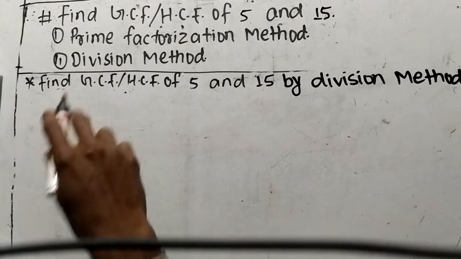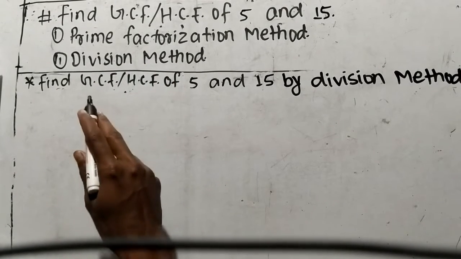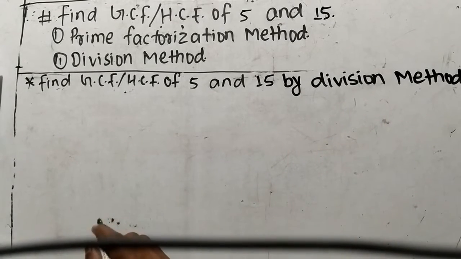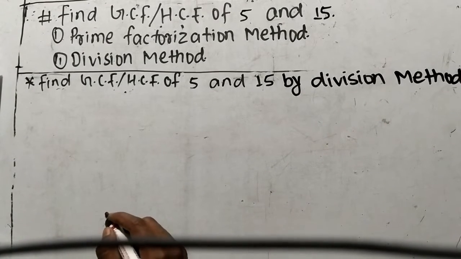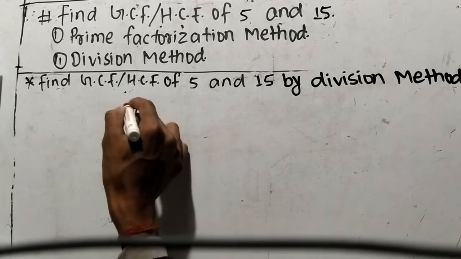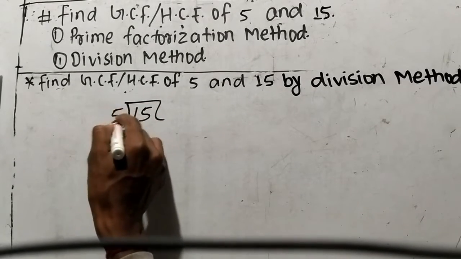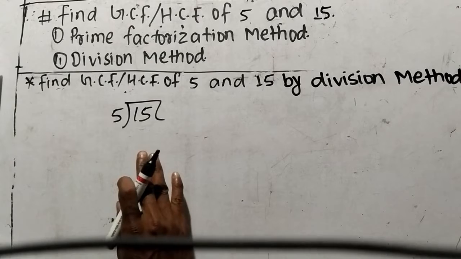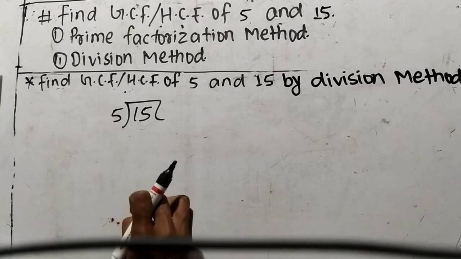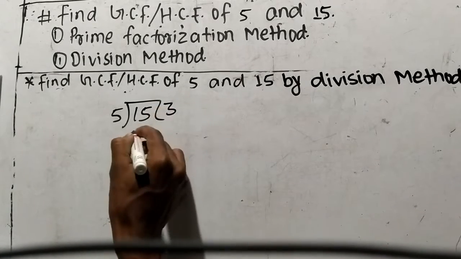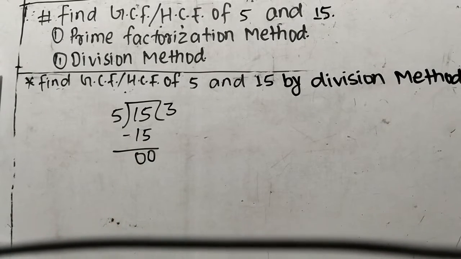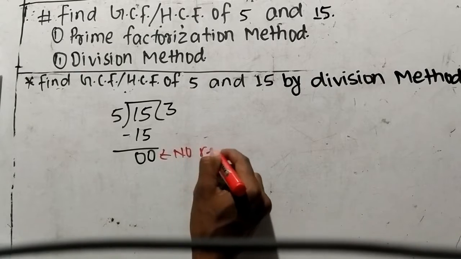Now our second method is by division method. So let's find out GCF or HCF of 5 and 15 by division method. While finding out GCF or HCF by division method, we have to divide the greater number, which is 15, by the lesser number, which is 5. While dividing, we have to keep dividing the divisor by the remainder until there is no remainder at last. So it is 5 times 3 means 15. So it is 0. As you look here, at last there is no remainder.